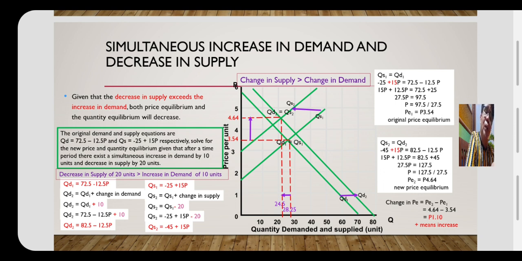What happened to the demand curve? The demand curve shifted to the right, from QD1 to QD2. That means there is an increase in demand. So a decrease in supply means a shift of the supply curve to the left, and an increase in demand means a shift of the demand curve to the right.